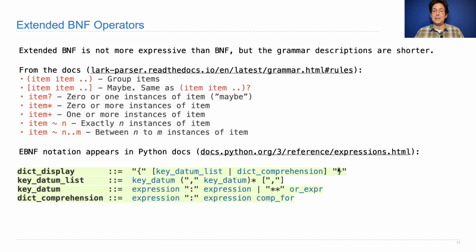You have the opening and closing curly braces. Contents is optional. You could just have open close for an empty dictionary, or you could have a list of key value pairs, or a dictionary comprehension. And a list is 1 item, and then a comma and some more items. This is a group, which is optionally repeated, and you're allowed to have a comma at the end. A key value pair is an expression for the key and an expression for the value.